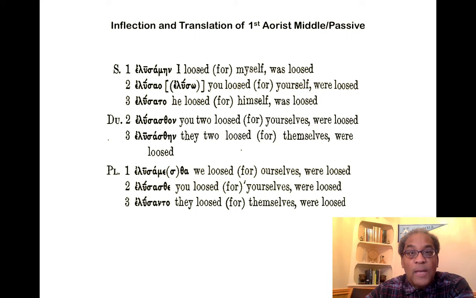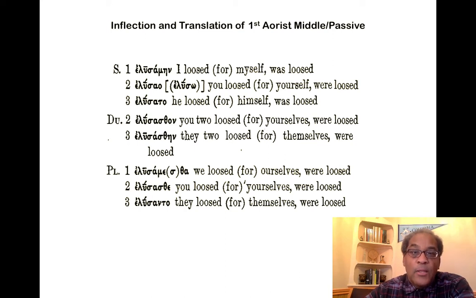And we see that here, with the inflection and translation of the first aorist, middle slash passive. We have elusamen, I loosed for myself, middle sense, or was loosed, passive sense. Elusao, or eluso, you loosed for yourself, or were loosed. Elusato, he loosed for himself, or was loosed. Elusaston, you two loosed for yourselves, or were loosed. Elusasthen, those two loosed for themselves, or were loosed. Elusametha, we loosed for ourselves, or were loosed. Elusasthe, you loosed for yourselves, you were loosed. Elusanto, they loosed for themselves, or were loosed.